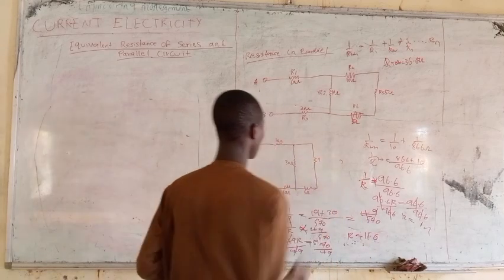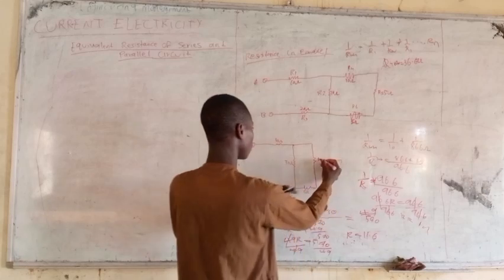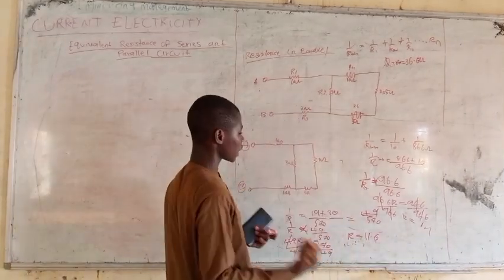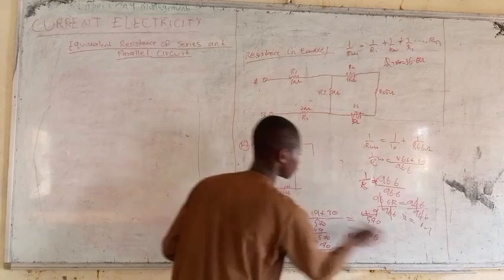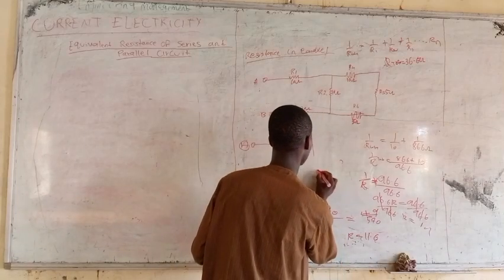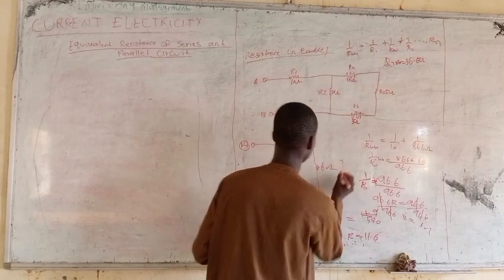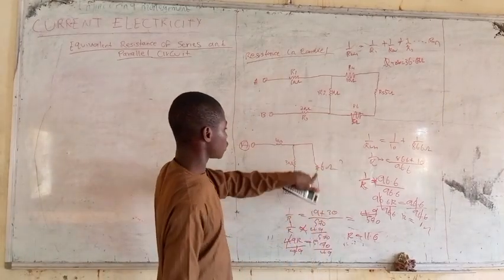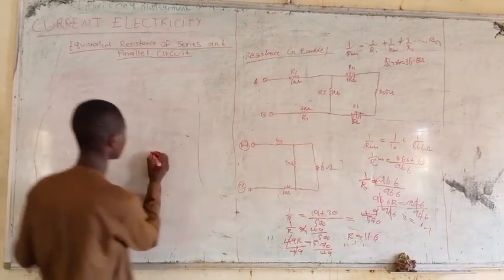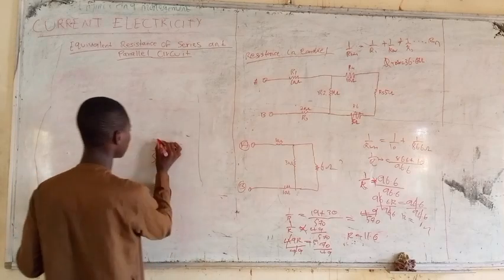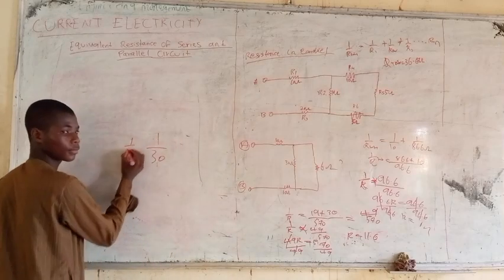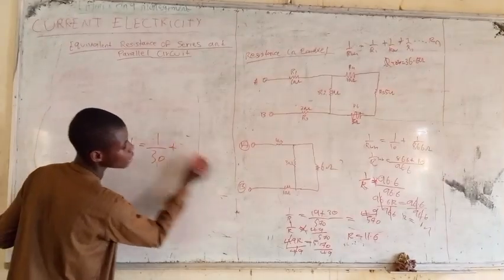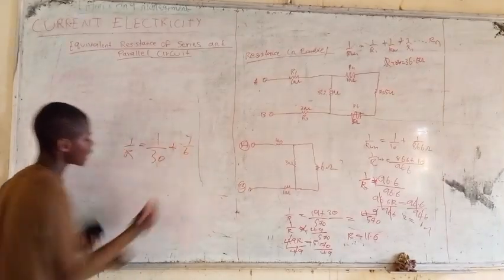Okay, here the 1 ohm resistance and the 5 ohm resistance are in series. We can just say 5 plus 1, so therefore it will give us 6 ohm. So now we have to find the parallel resistance between 30 and 6. Let's say 1 over 30 plus 1 over 6.